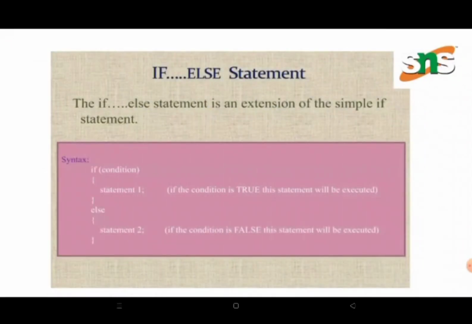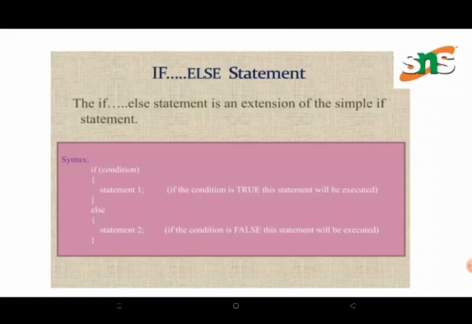Next we see the if else statement. The if statement alone tells us that if a condition is true, it will execute a block of statements, and if the condition is false, it won't. But what if we want to do something else when the condition is false? Here comes the else statement. We can use the else statement with the if statement to execute a block of code when the condition is false.